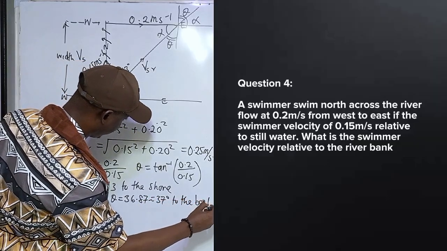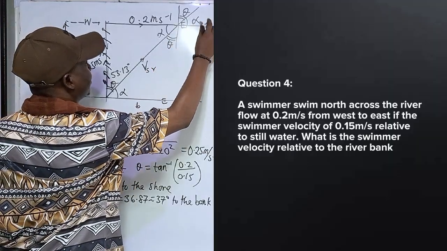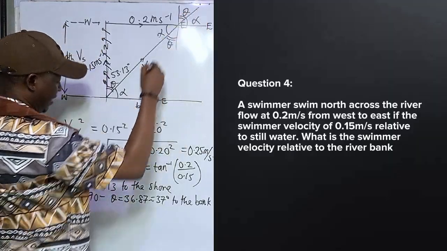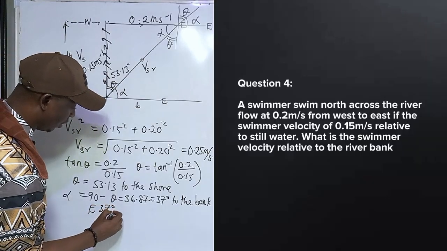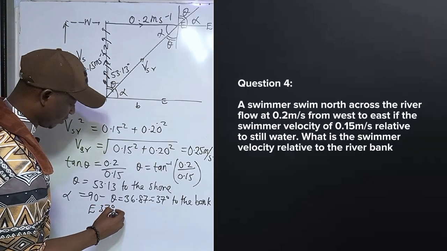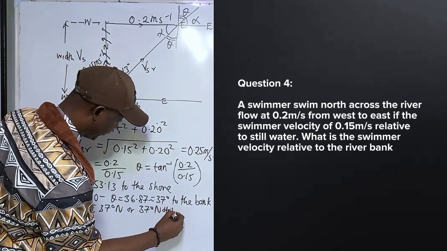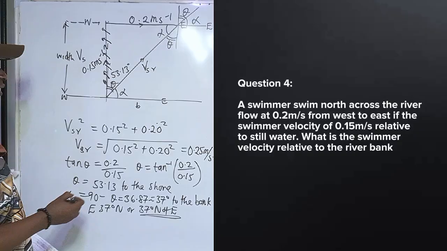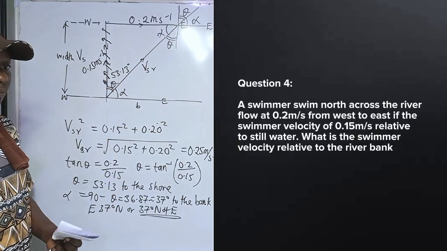Now, if they present it like this, we have seen questions where they will present the answer like this. Now the east. 37 degrees what? 37 degrees north, or 37 degrees north of east. So that would be your answer for the angle to the bank. So thank you.